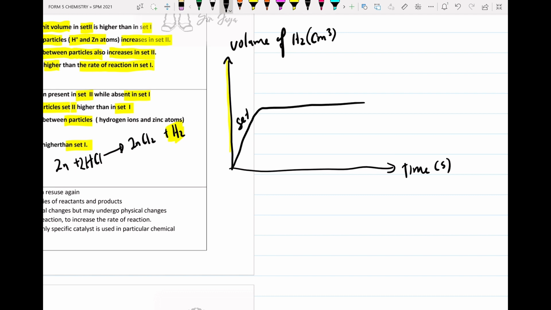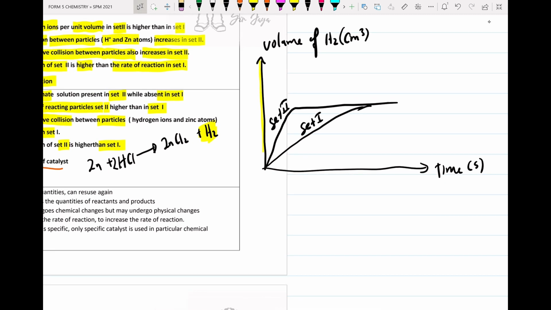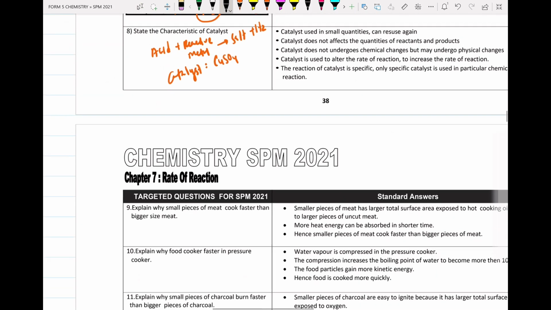Okay, this is set 2, and we try to draw for set 1. The set 1 will be here. So that's how we sketch the curve of set 1 and set 2 in the same axis. All right, we go for next one.